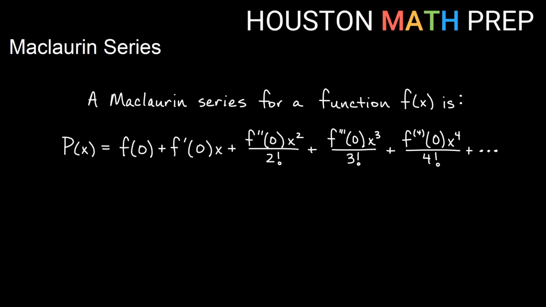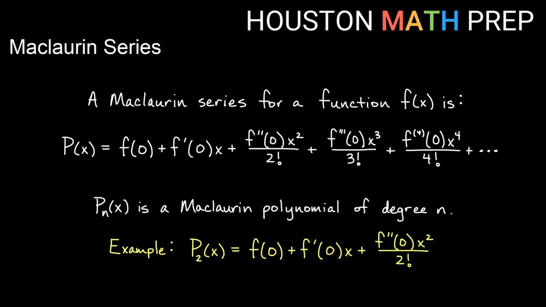If we only use a specific number of terms and we don't use an infinite number of terms, then we call that a Maclaurin polynomial. So Maclaurin series means we're using an infinite number of terms. Maclaurin polynomial means we're stopping at some particular power term here. So you can see my second degree polynomial is telling me to stop at the x squared term, which is what I have written here.